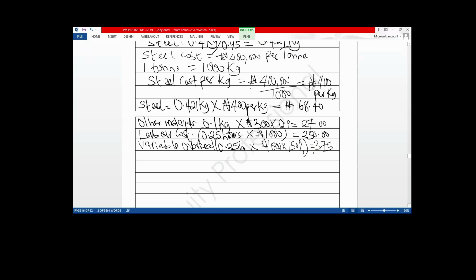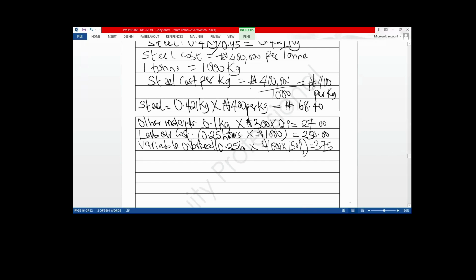The examiner says variable overhead is 150% of labor rate. Our labor rate we computed is 0.5 hour multiplied by 1,000. Then look for 150% of that; that's your variable overhead cost. Remember, you are using the marginal costing method, so you take all the variable costs. We cannot pick fixed cost here.